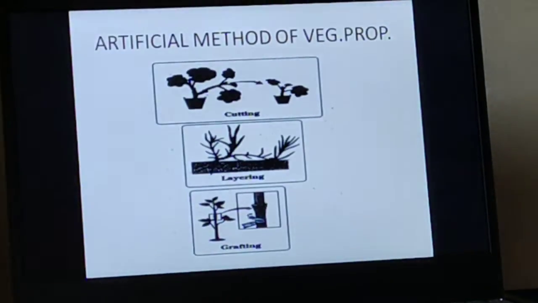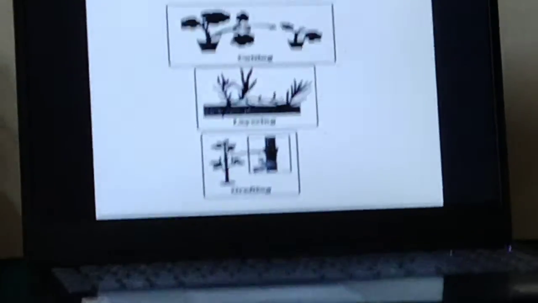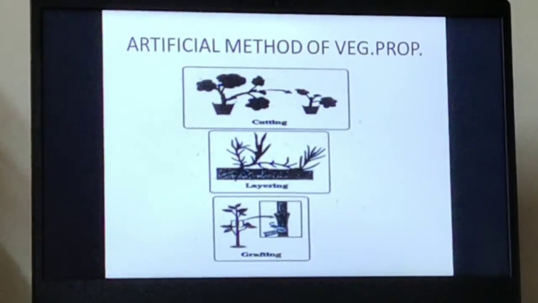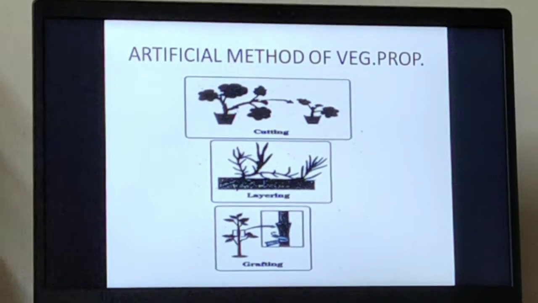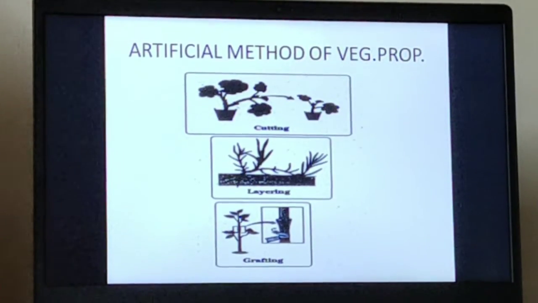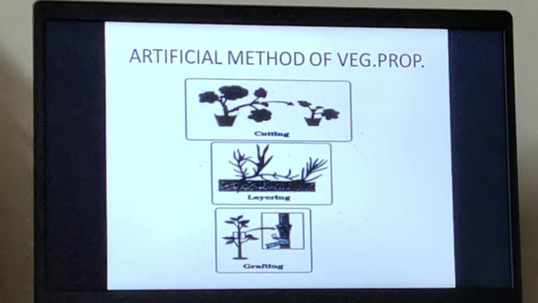Now we see the artificial method of vegetative propagation that we do, by cutting the vegetative part and growing it into a new plant. So which are the different methods? One method is cutting. Cutting means what? We have to cut the stem or the root. How do we have to cut? We have to take care. We have to cut in an oblique section.